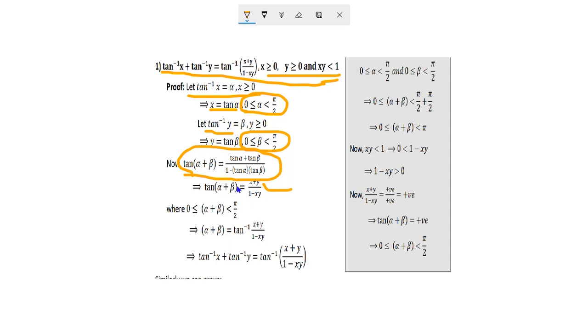cannot be greater than pi by 2, because it is given that x is greater than 0, y is greater than 0, and xy is less than 1. Definitely this alpha plus beta cannot be greater than pi by 2. Here is the explanation why it cannot be greater than pi by 2. It is given here that alpha lies in the first quadrant, beta also lies in the first quadrant, because x is greater than 0, y is greater than 0. And alpha plus beta will be less than pi.